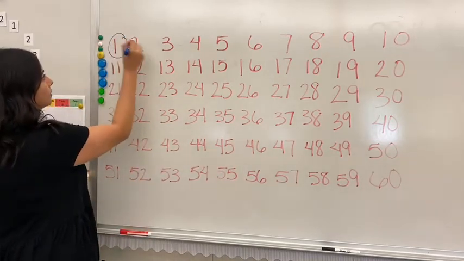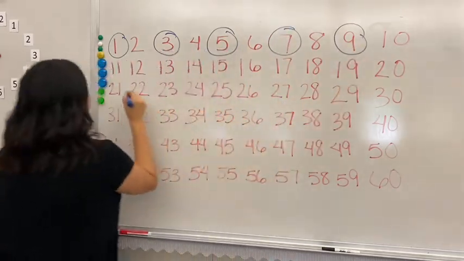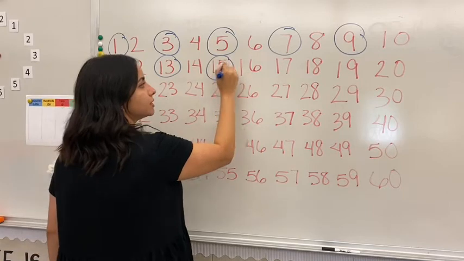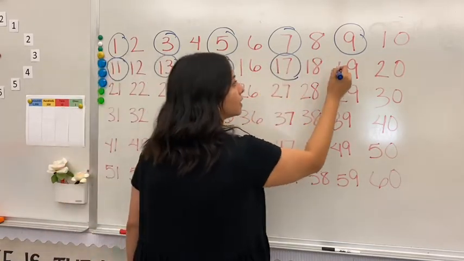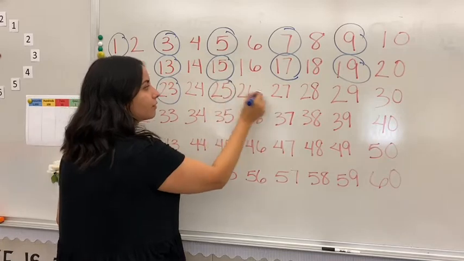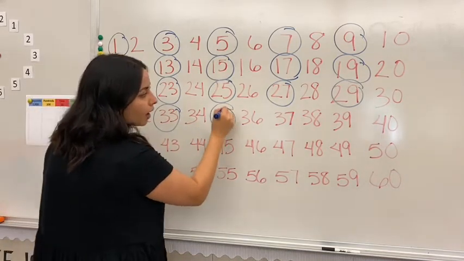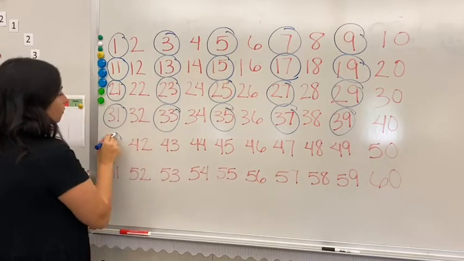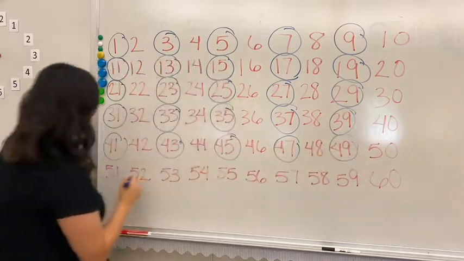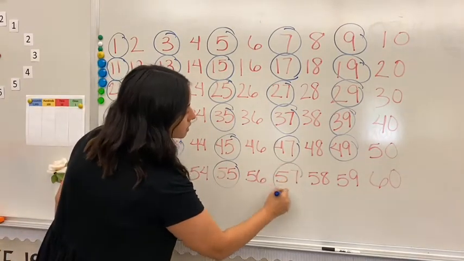Ready? 1, 3, 5, 7, 9, 11, because remember we're skipping a number. 13, we're gonna skip 14, 15, skip 16, 17, skip 18, 19, 21, 23, 25, 27, 29, 31, 33, 35, 37, 39, 41, 43, 45, 47, 49, 51, 53, 55, skip 56, so 57, 59.